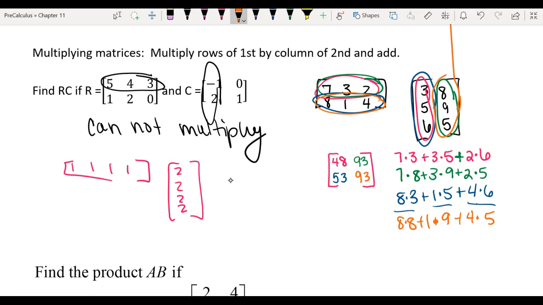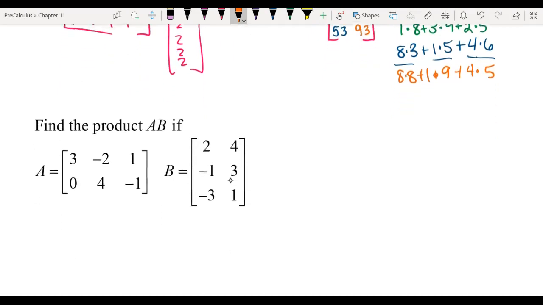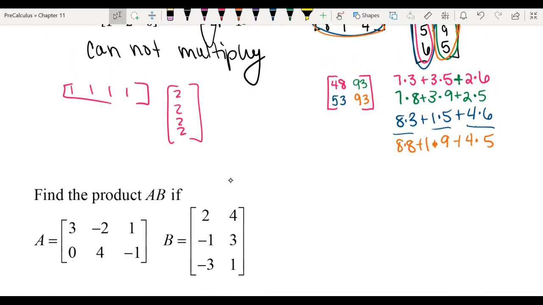How do you guys feel about multiplying? A little bit better? Okay. Now, for this one, remember this one is 1 by 1, right? So you would do 1 times 2 plus 1 times 2 plus 1 times 2 plus 1 times 2. So this one would be an 8. No, I'm just saying, practice-wise. How do you guys feel about multiplying?